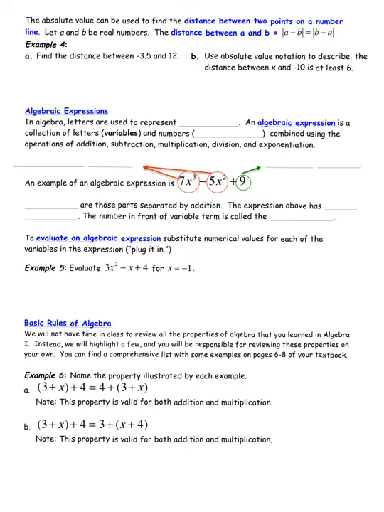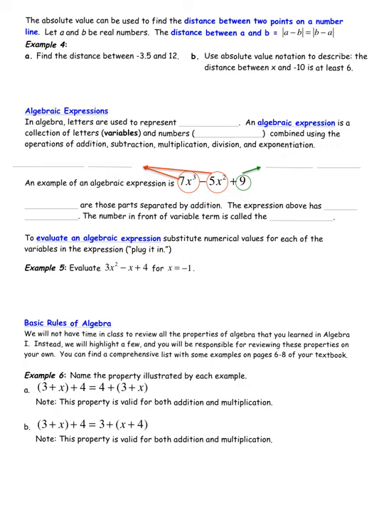We're going to work through examples 4 through 6 from the notes P.1, and we're going to continue talking a bit about absolute value. So remember, absolute value is the distance between a point and the origin, and we can also use the absolute value to find the distance between 2 points on a number line.